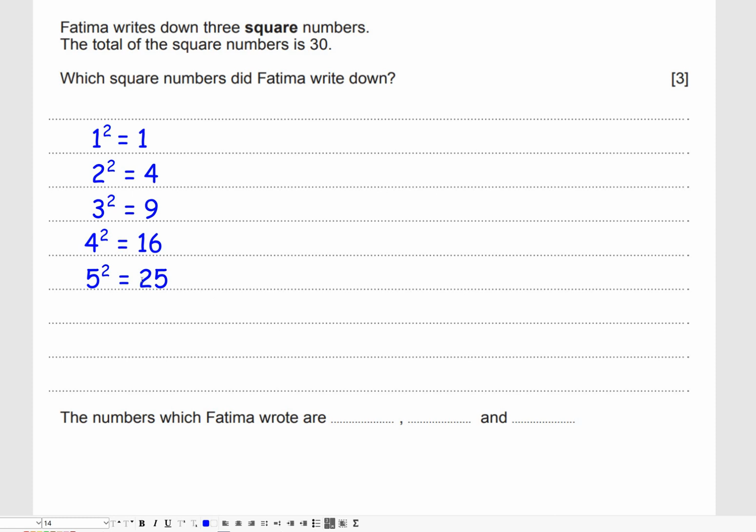Therefore, can we use this 25 with 2 other numbers to get a total of 30? Yes, we can. Because 25, add 4, add 1 equals 30. So they must have been the 3 square numbers she wrote down. 25, 5 times 5 is 25. 2 times 2 is 4. And then 1 times 1 is 1.